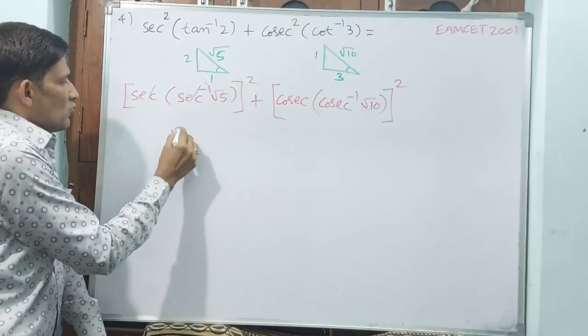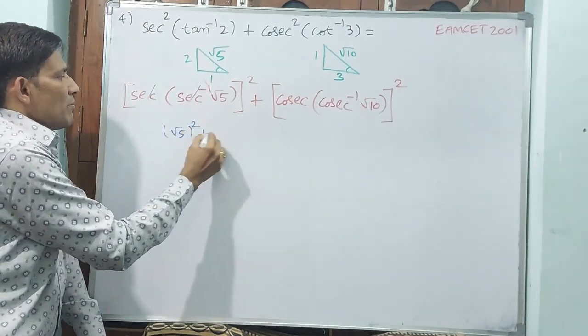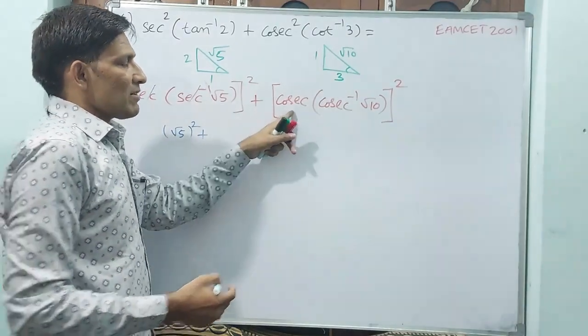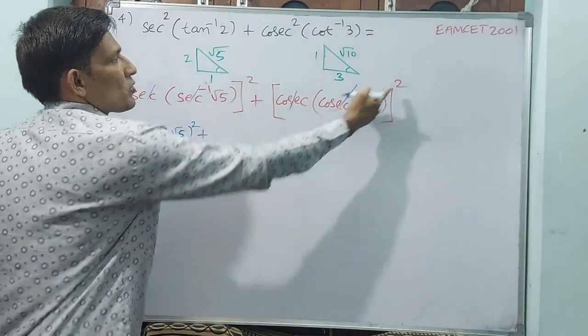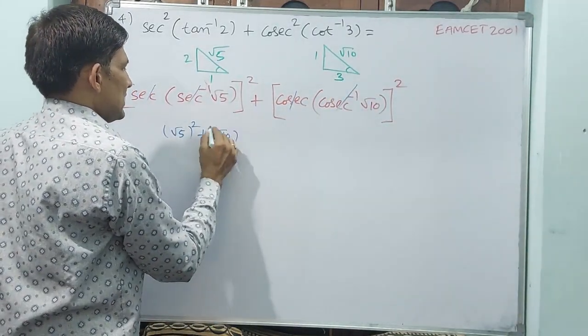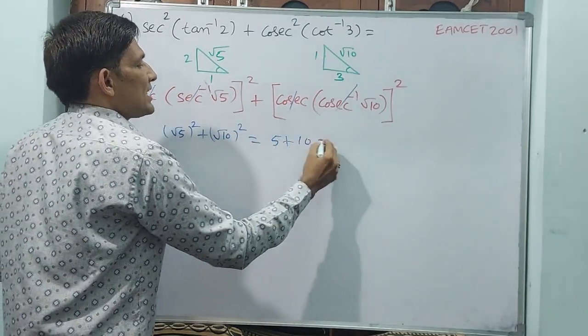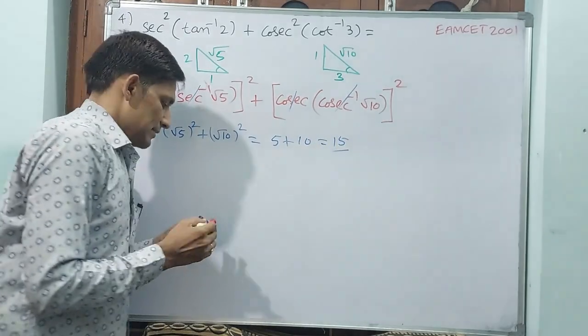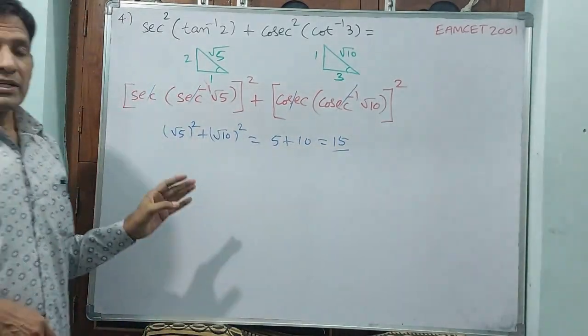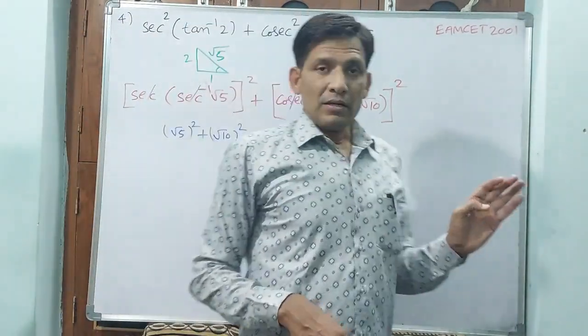Yes. Then root 5 square plus cosecant inverse cosecant shall I cancel? Yes. Root 10 square. Root 5 square is 5 plus root 10 square is 10. That is equal to 15. Understand? Okay?